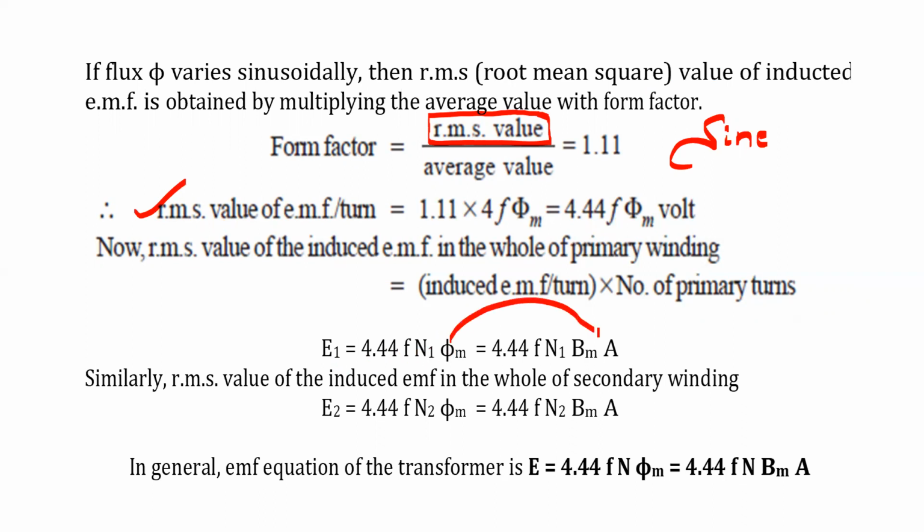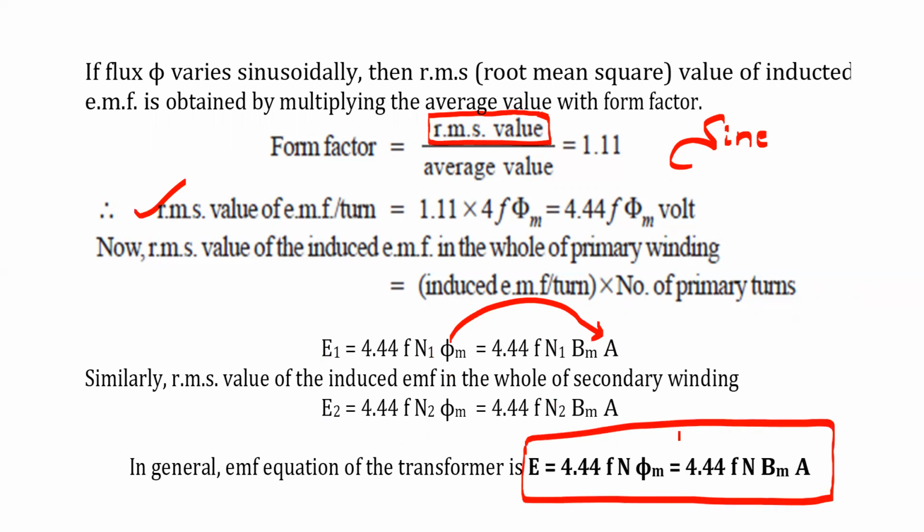Can I write this phi m like this? Bm A. This is one more form. The induced EMF for the primary side is this one, and the induced EMF for the secondary side is this one. In general, we can write the EMF equation as E is equal to 4.44 f phi m N, or else 4.44 f N Bm into A. Don't forget the unit for the induced EMF, volts. This is the EMF equation of a transformer.